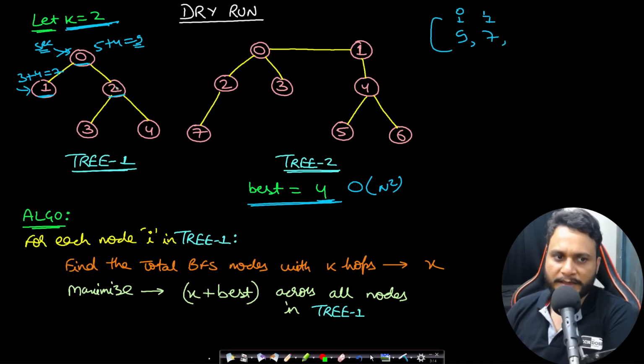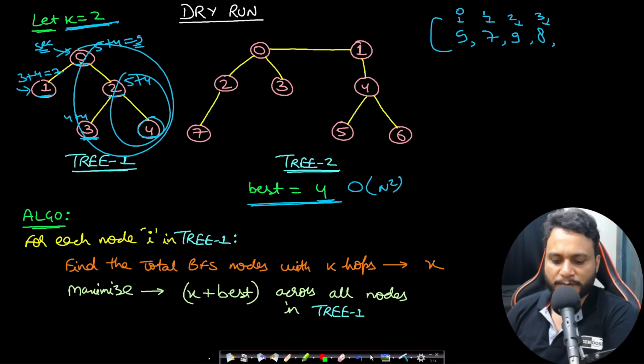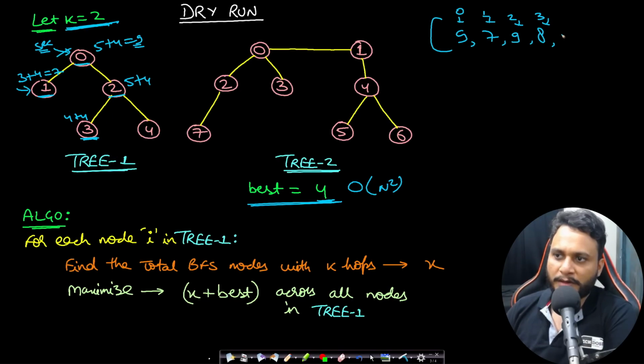Similarly for 2, you can say that I will be covering 5 nodes, 1, 3, 4 and 1, 5. So with 2 hops you cover 5 nodes. So 5 plus 4 will be 9 for this index 2. Then for this 3, 1, 2 and then another 2, that means 4. So 4 plus 4 will be 8. So you will be covering 8 for this index 3, and for this index 4, 1 plus 1, that is 2, plus 2, which is 4. So you will be covering 4 plus this 4, which will be 8 for this index 4 as well, right?